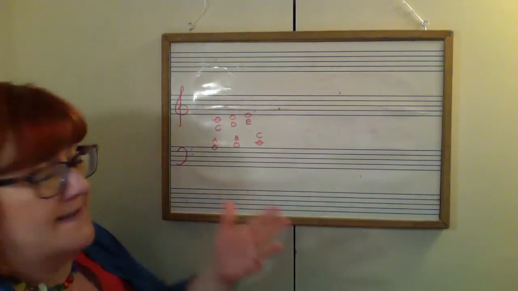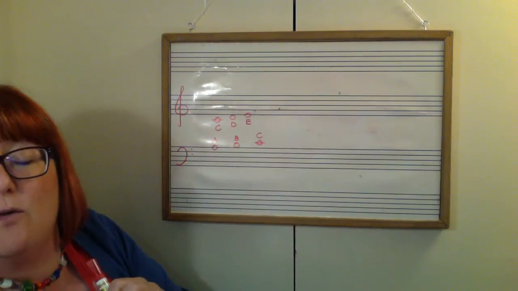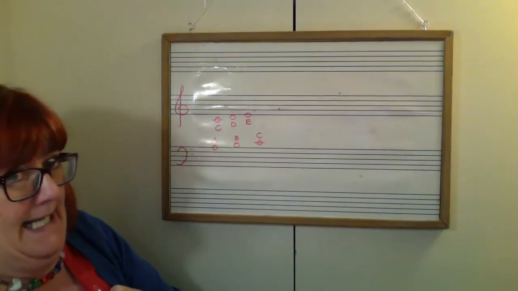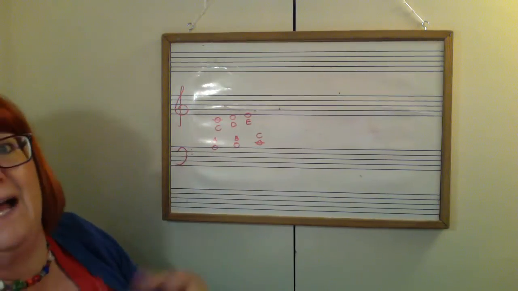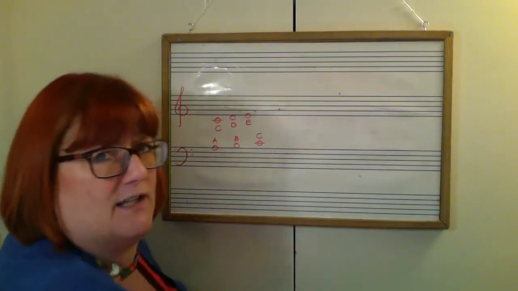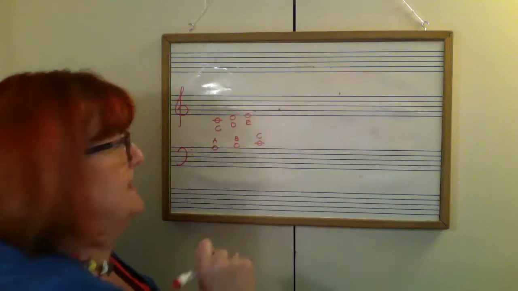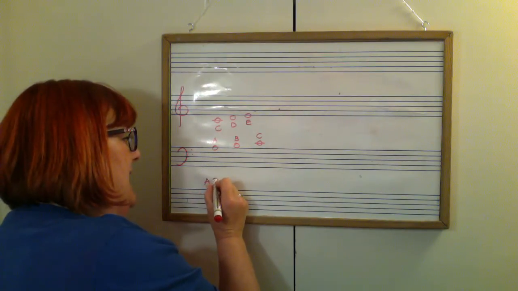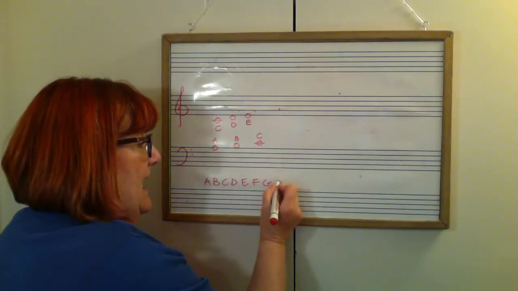So just as with numbers, we can only have odd and even, with music, we can only have lines or spaces. Now, the tricky thing is, though, that sometimes C can be on a line and sometimes C can be in a space. So let's have a little look at that. And I wonder who can realise why that is. So first of all, let's write out our musical alphabet. A, B, C, D, E, F, G.